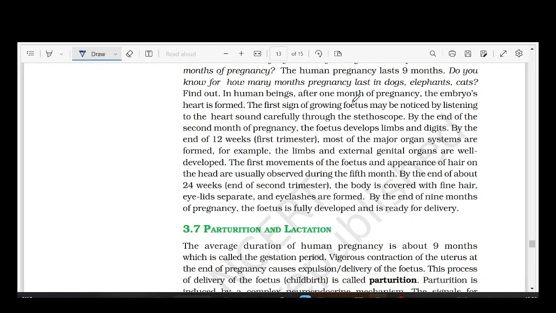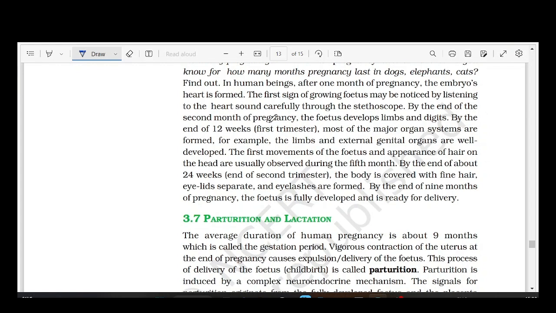In human beings, after 1 month of pregnancy, the embryo's heart is formed. This is very, very important. To check whether pregnancy has happened or not, the doctor uses the stethoscope after 1 month to check if the heartbeat can be heard. So within 1 month, the first organ which is formed is the heart, and it starts beating as well. The first sign of a growing fetus may be noticed by listening to the heart sound carefully through the stethoscope.